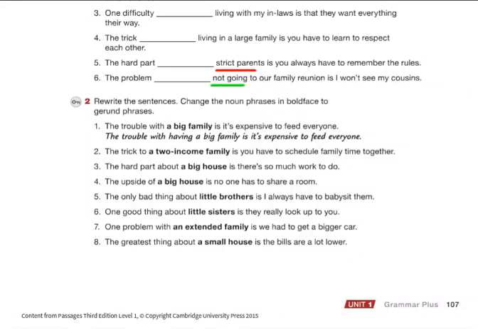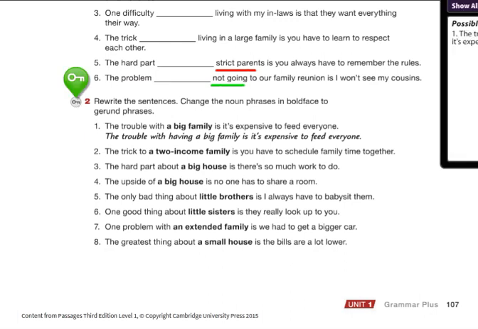And then it says, rewrite the sentences, change the noun phrases in boldface to gerund phrases. So for this activity, we have to look carefully at the sentence. So here is the normal sentence: the trouble with a big family is it is expensive to feed everyone. So now we have to use the right collocation and then we have to use the right verb. So the trouble with having a big family is it is expensive to feed everyone. We can use any verbs like have, live, you know.